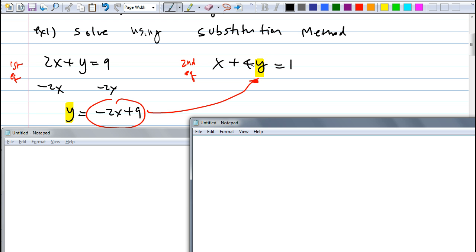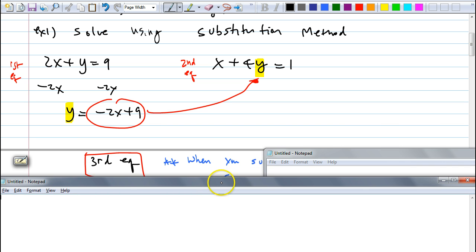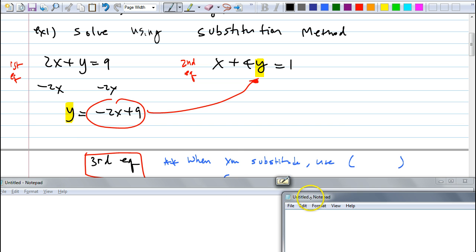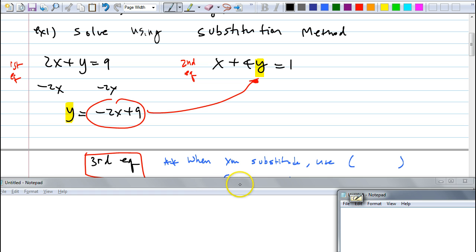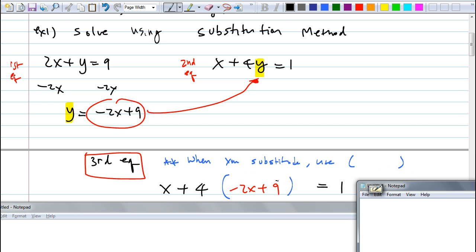By the way, whenever you substitute, what should you use? Parentheses. Exactly right. So when you do this, this is the third equation you get. When you substitute, use parentheses, and we get x plus 4 times, using the parentheses, negative 2x plus 9, that's what we said from the first equation, right? Equals 1.